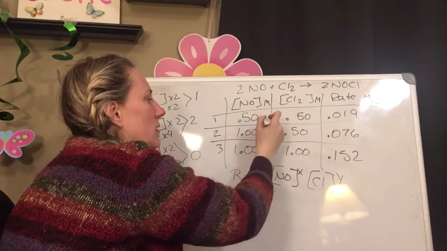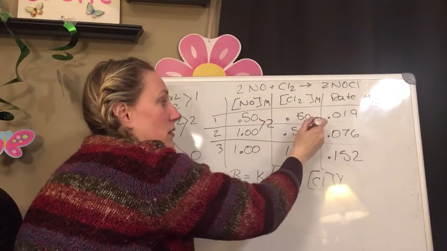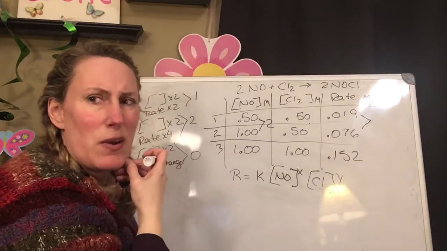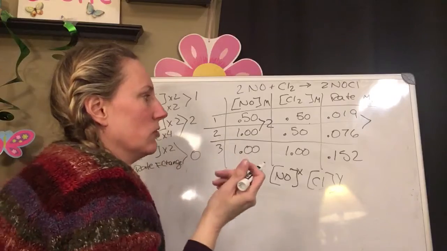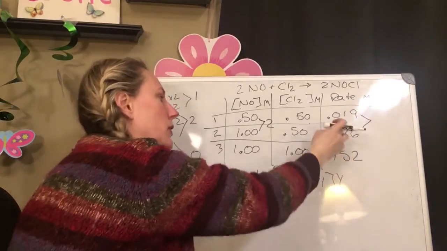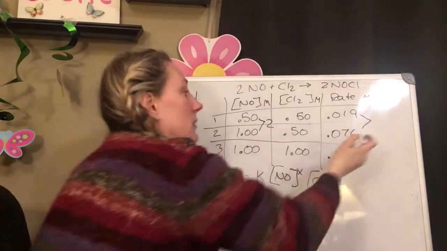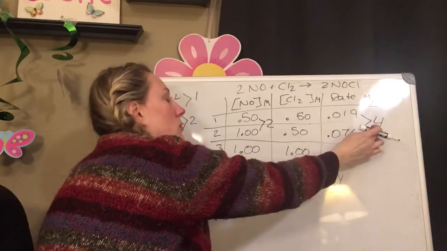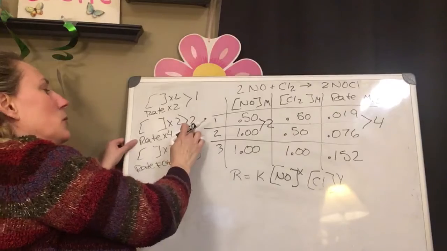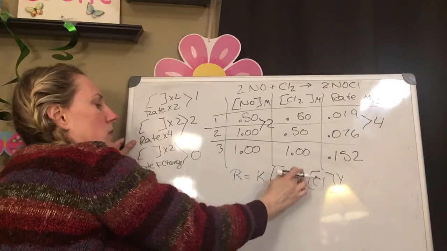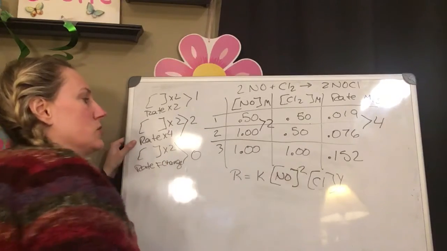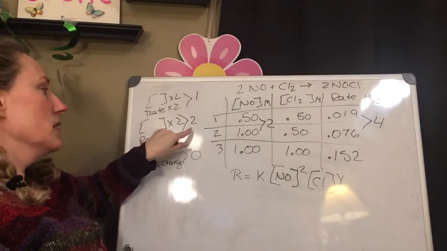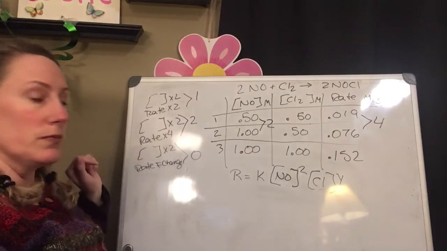So when this doubles, this doesn't change. What happens here? If I can't see that one, I might have to get my calculator and do 0.19 times 2, 0.19 times 4. Oh look, this goes up 4 times. So where this doubles and this goes up 4 times, my exponent is going to be 2. So when my concentration doubles and my rate goes up 4 times, I'm going to have an exponent of 2.